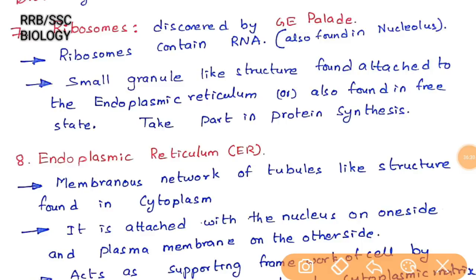Ribosomes were discovered by G.E. Palade. Ribosomes contain RNA. We have seen RNA is also in the nucleolus. Nucleolus is inside the nucleus. RNA is in nucleolus as well as in ribosomes.